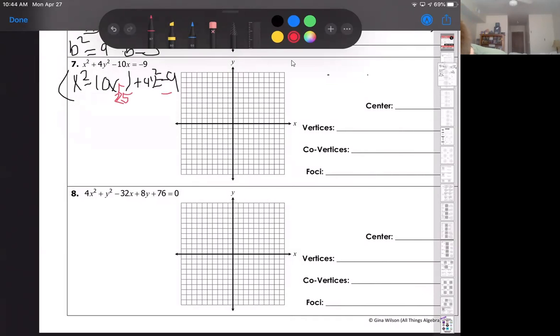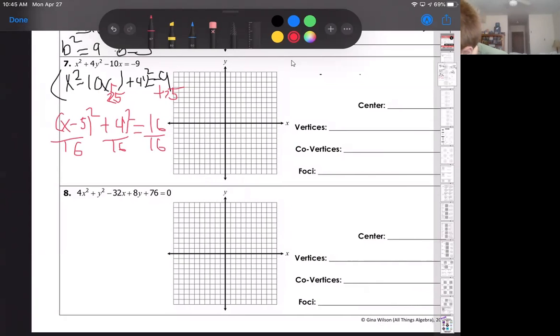But if I do that on this side of the equal sign, I have to do it to the other. So I have x squared minus 10x plus 25. If you factor that, that would just be (x minus 5) squared plus 4y squared equals negative 9 plus 25, which is 16. Remember, if it's in standard form, we want it to equal 1, so we have to divide this 16 over to everything.